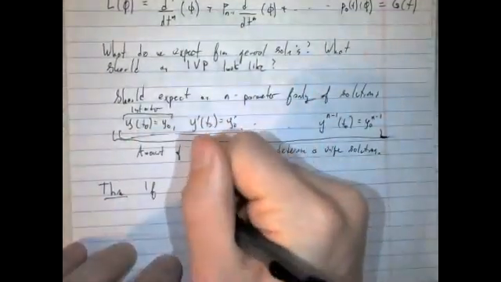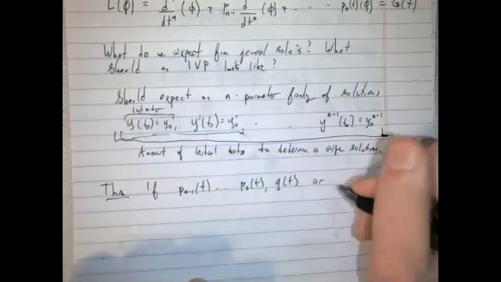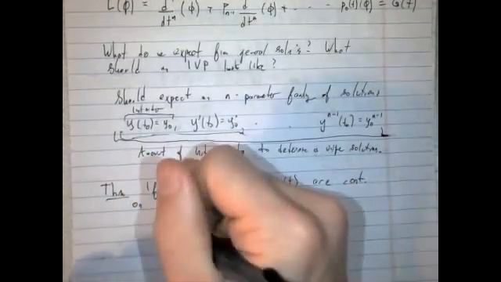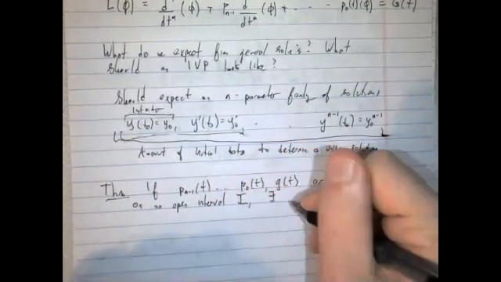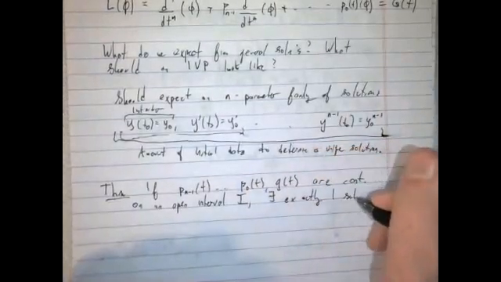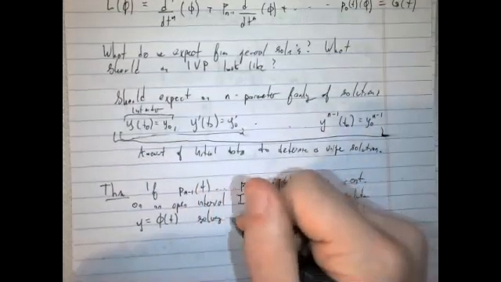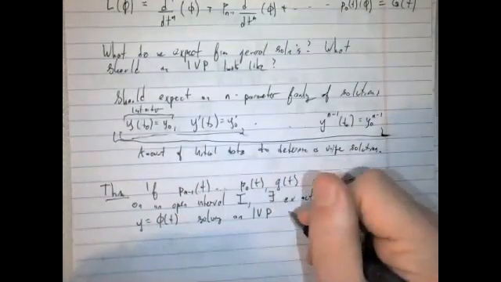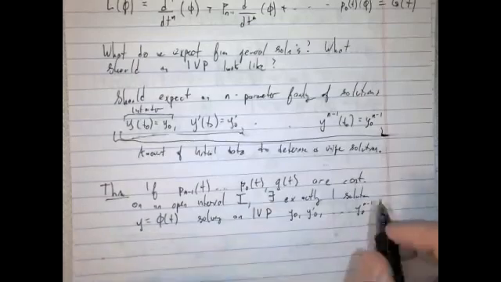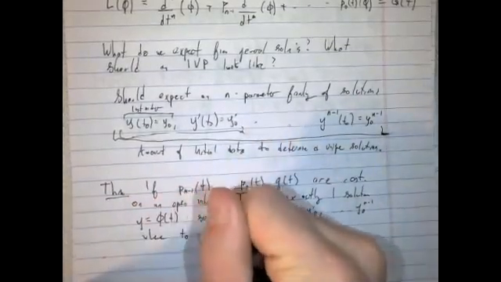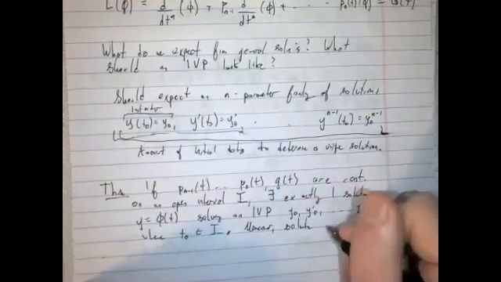So if Pn minus 1 of t all the way down to P0 of t and g of t are continuous on an interval I, then there exists exactly one solution, y is equal to phi of t, solving an IVP with the data y0, y prime of t0, all the way down to the n minus 1 derivative evaluated at t0, where t0 is inside the interval. Moreover, a solution exists on I.